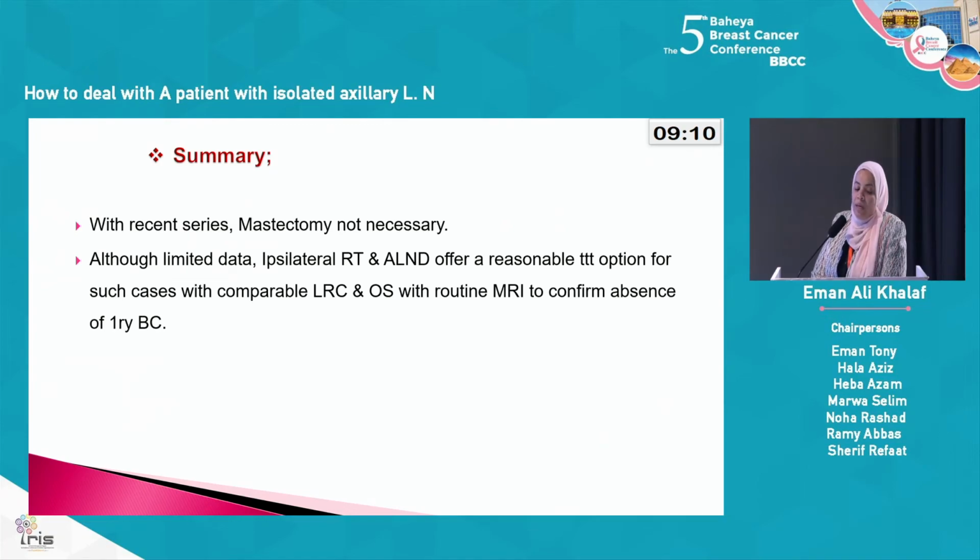Although we have limited data with a small number of patients, ipsilateral whole breast radiotherapy with axillary lymph node dissection offers a reasonable treatment option for such cases, with comparable locoregional control and overall survival, provided we have a routine MRI to confirm the absence of the primary breast cancer.